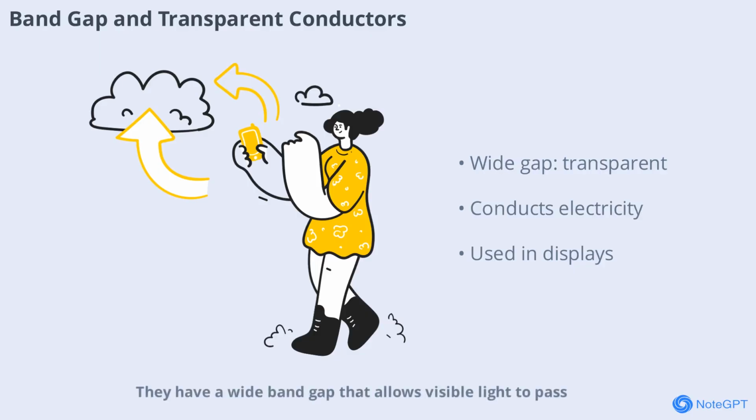Transparent conductors are materials that conduct electricity while letting light pass through. They have a wide band gap that allows visible light to pass but still have enough free electrons for conductivity. These materials are used in touchscreens, solar cells, and display panels, combining transparency with electrical performance.